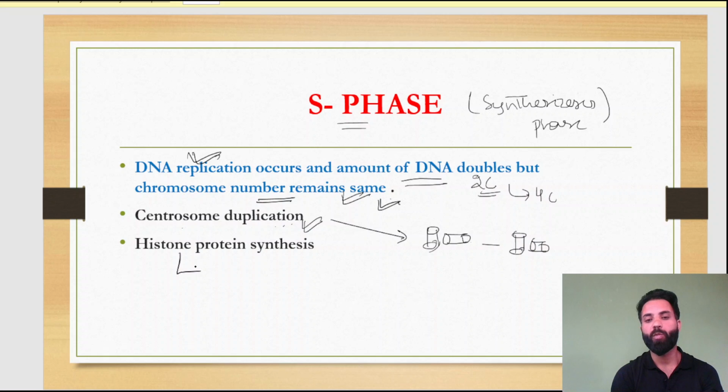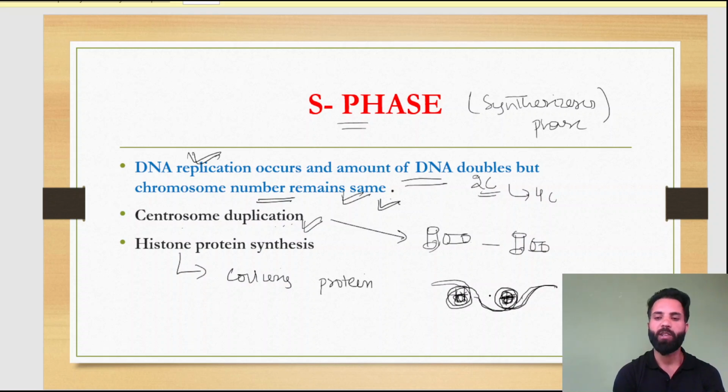Then histone protein synthesis occurs. Now what are histone proteins? These are called coiling proteins. Why are they called coiling proteins? Because they help in the coiling of the DNA. These are the histone proteins, and this is the DNA, which is getting wrapped up. Histone proteins make the DNA coil up. There are 4 histone proteins: H2A, H2B, H3, and H4.